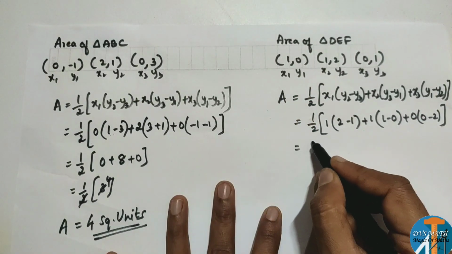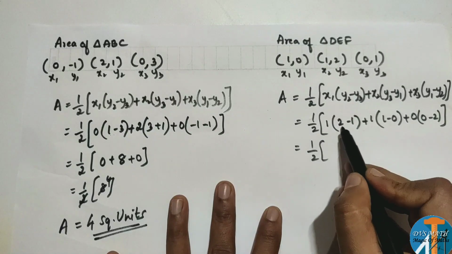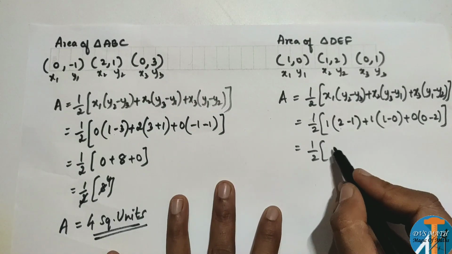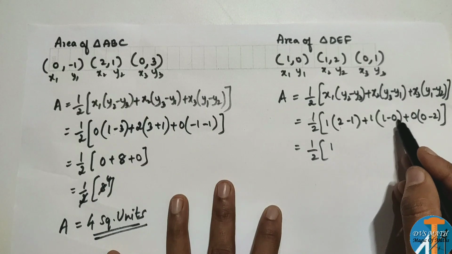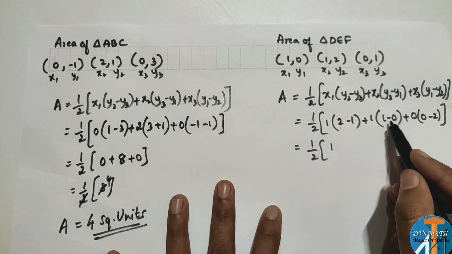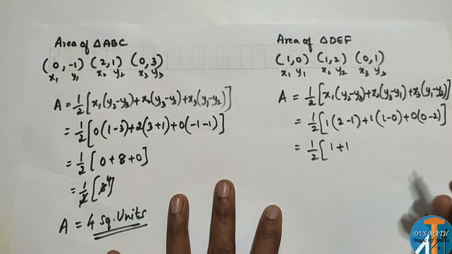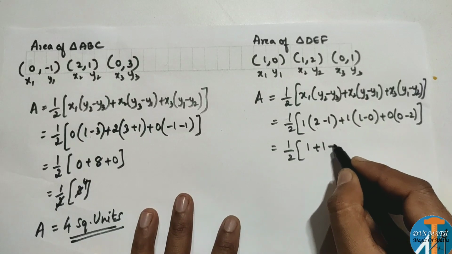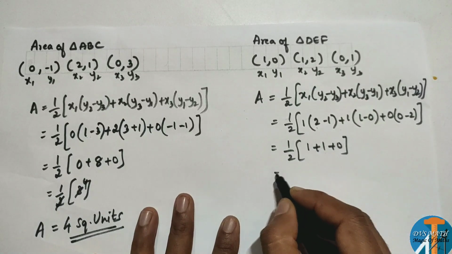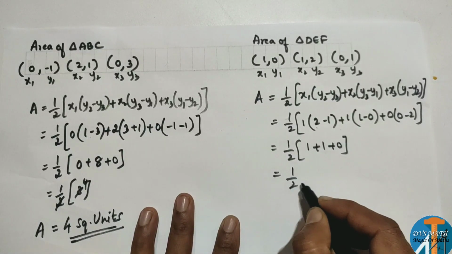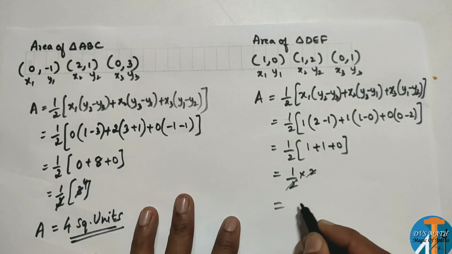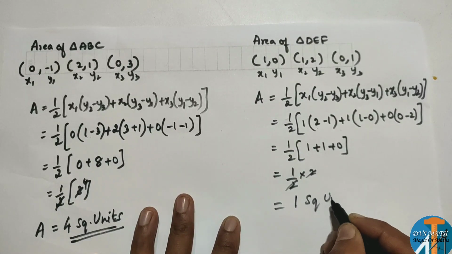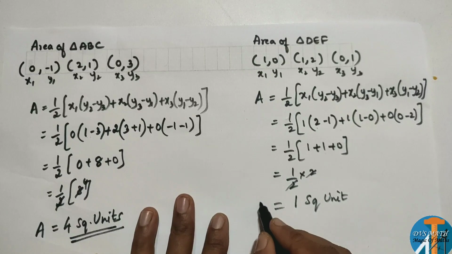Now let us simplify this. Half will be as it is. 2 minus 1, it is 1. 1 1s are 1. Again 1 minus 0, it is 1. 1 into 1, it is plus 1. Then 0 minus 2, it is minus 2. Minus 2 into 0, it is 0 only. So now if we add this 1 plus 1, you will get half into 2. 2 2 cancel. So finally you got 1 square unit. So area.